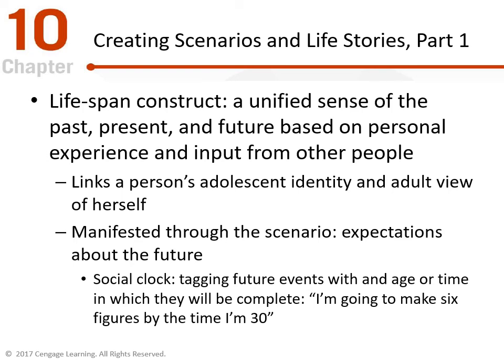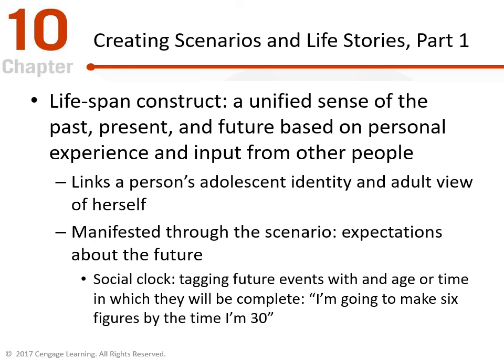It's manifested through scenarios, so expectations about the future. An example is the social clock: tagging future events with an age or time by which they will be complete. I'm sure you've heard people say, I'm going to make six figures by the time I'm 30, or I want to be married with kids by the time I'm 27. So you're putting that best-case scenario or future expectation of what you want to be into these lifespan constructs. Am I going to bring my past and my present to create this future, based on what I want and what I have done and the opinions of other people?